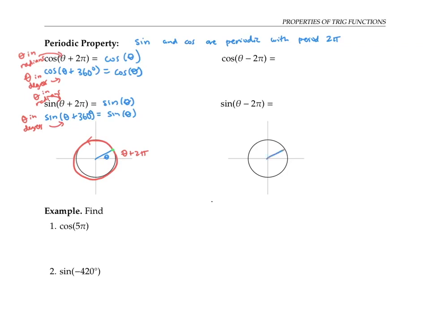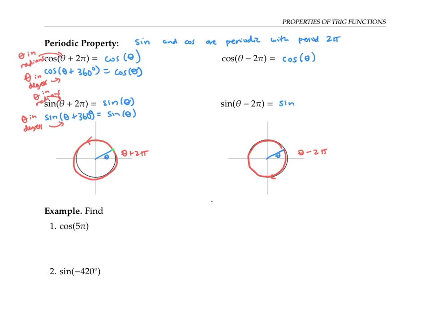Similarly, if we consider an angle theta and an angle theta minus 2 pi, the minus 2 pi means we go the other direction around the unit circle, clockwise. We still end up in the same place, and therefore cosine of theta minus 2 pi, the x-coordinate of that position, is the same thing as cosine of theta.